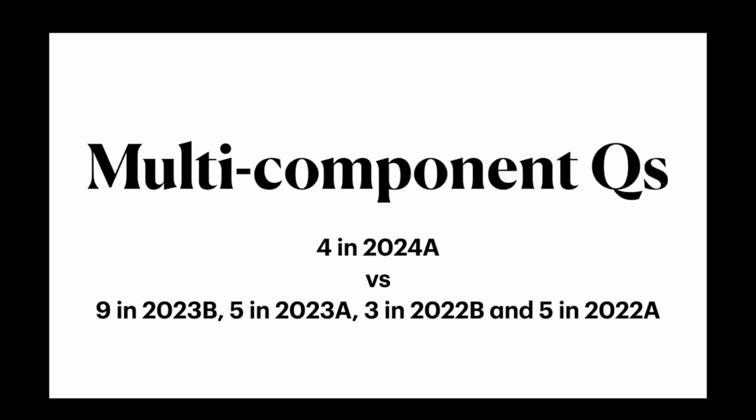With the multi-component questions, which I was quite critical about in the last sitting because of the cognitive load of having a lot of them, there were 4 in 2024A versus 9 in 2023B. So that's certainly cut down, which I think is actually a good thing. One of the other things is that they were a lot more instructive with the broad questions. There were at least 3 questions where they were very specific in terms of what they wanted you to discuss. So take that as a good thing.